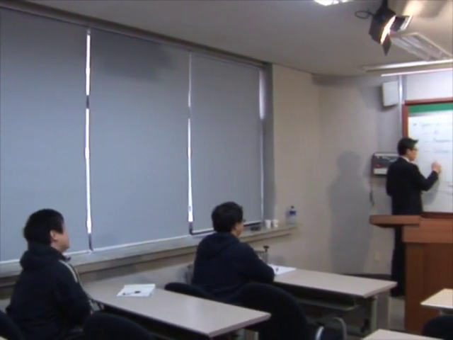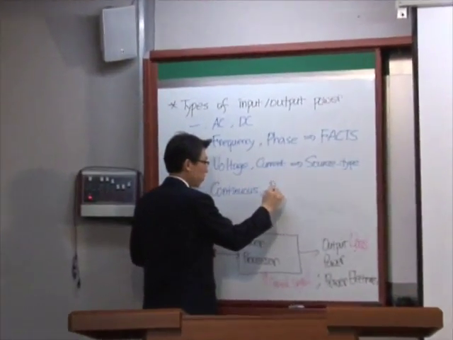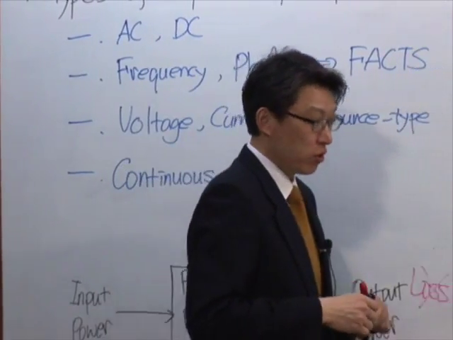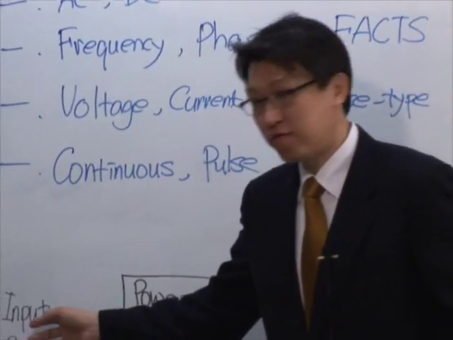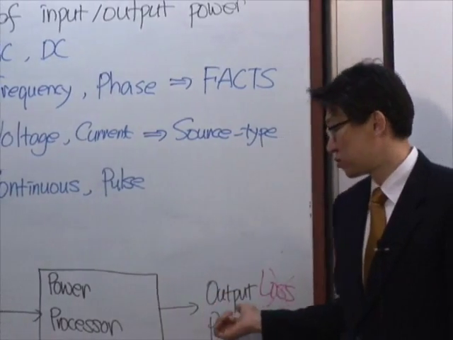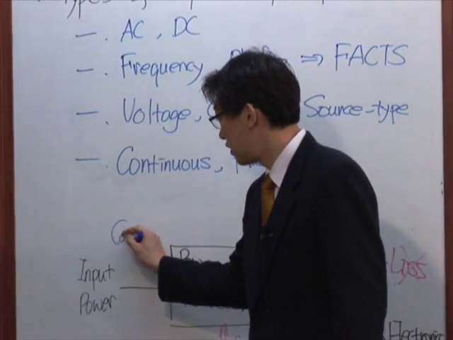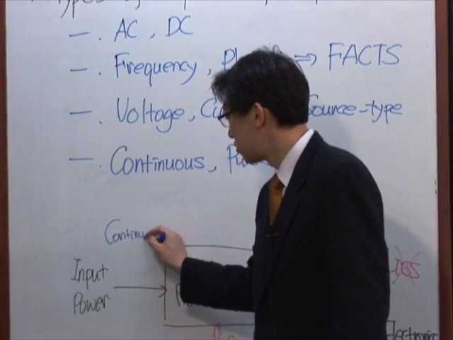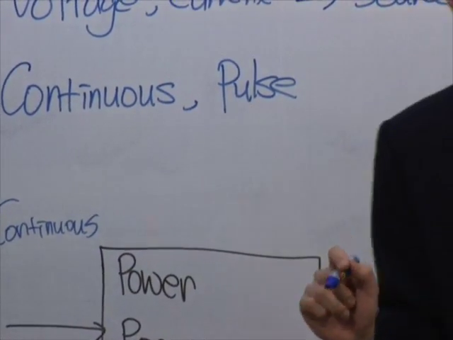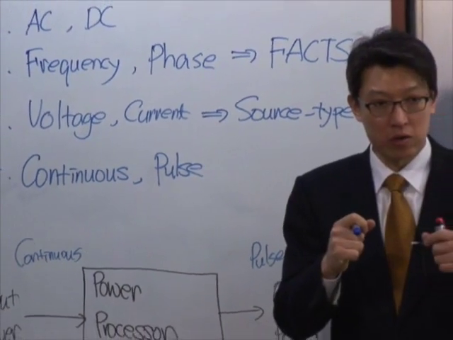What about this? Continuous and pulse. The pulse is the opposite concept of continuous. Of course, we can have some continuous power flowing. But sometimes we want to use it as a pulse. Let me give you an example. If this is continuous power, and this is pulse type. What does pulse mean? It's discontinuous. Discontinuous is a momentary power.